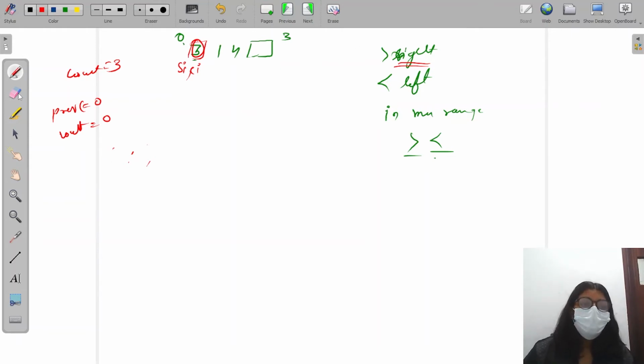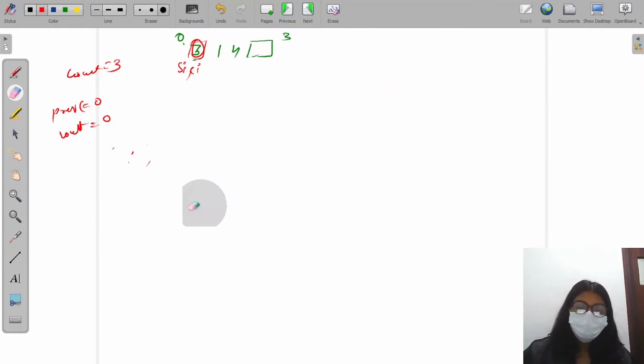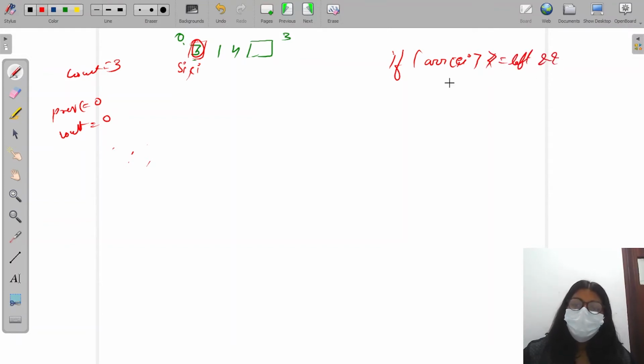It means I'm going to have 3 possibilities here. First of all, let me make all these 3 possibilities. I'm going to have 3 possibilities if this element lies in my range. If ARR of EI is greater than or equal to my left and ARR of EI is lesser than or equal to my right, this is my first condition.